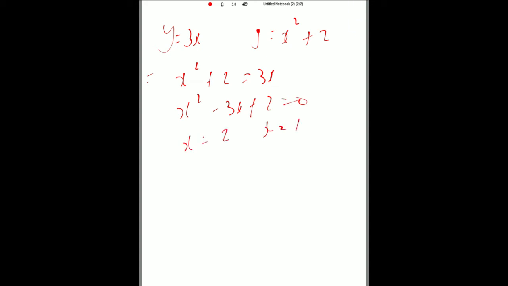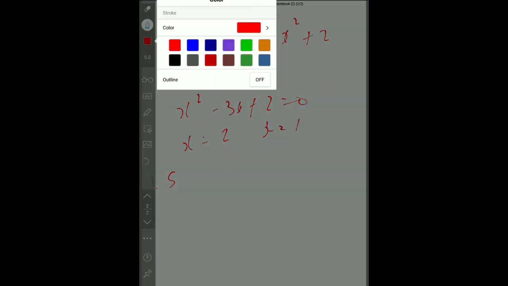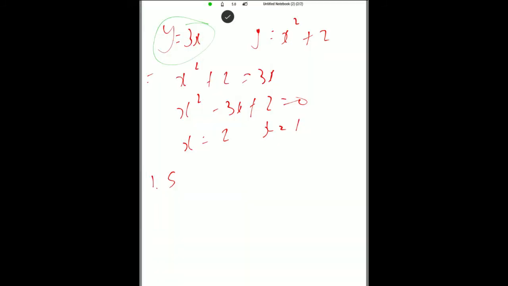Since we have now found the points of intersection, we need to find out which curve is the upper curve and which curve is the lower curve. How do you do that? Well, we need to pick a point between 1 and 2. We're going to pick 1.5. If I substitute 1.5 in this equation, I get that y would be equal to 4.5. If I substitute 1.5 in this, I get that y would be equal to 4.25. So apparently, y equals 3x is the upper curve.